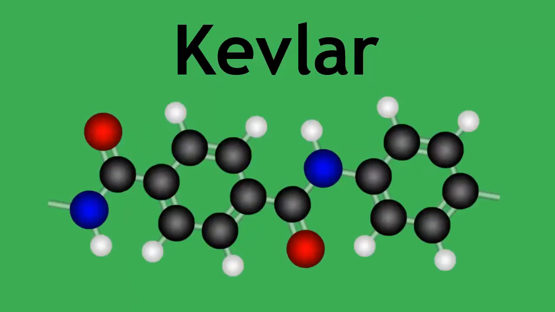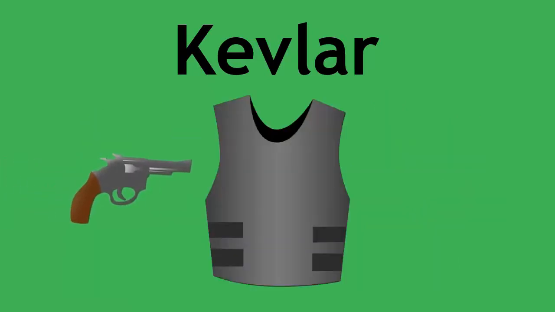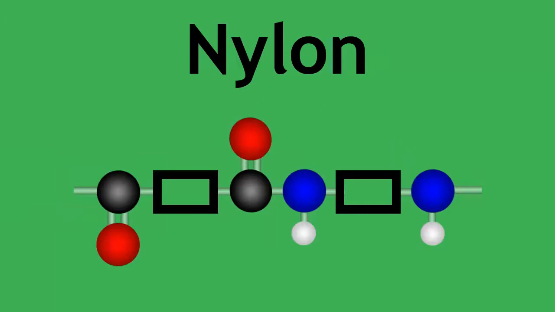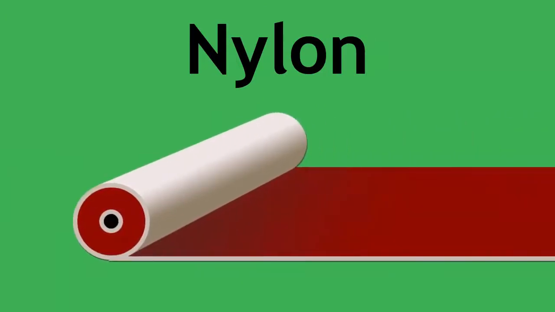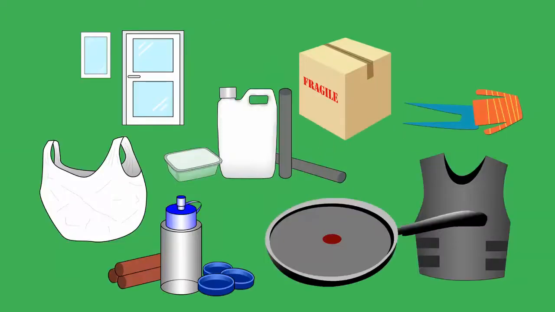Kevlar is a unique polymer in that it forms bulletproof vests and jackets. Nylon is used in textiles, clothing and carpets. As you can see, polymers play a huge role in our day-to-day lives, and their use is wide and varied, owing to their unique individual properties.